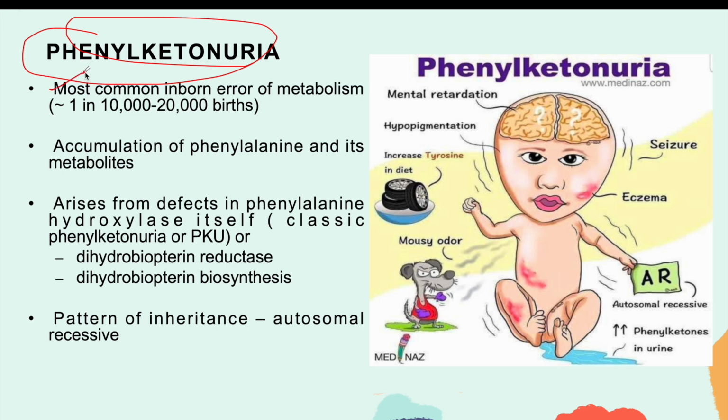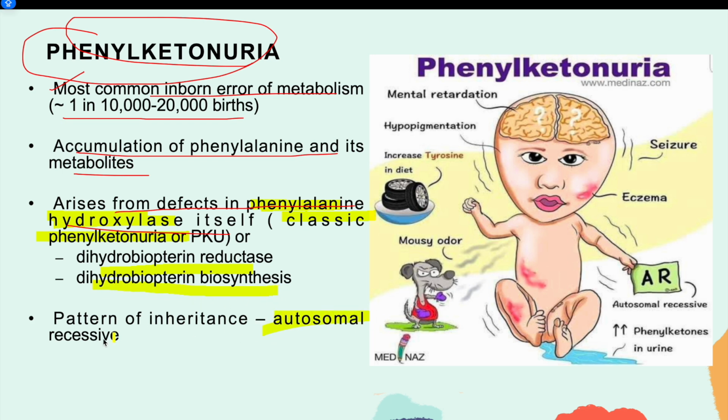It is the most common inborn error of metabolism. The prevalence is approximately 1 in 10,000 to 20,000 births. In this, the accumulation of phenylalanine and its metabolites occurs. It arises from a defect in phenylalanine hydroxylase, which is a very crucial enzyme. This is known as classic phenylketonuria, or it can be due to dihydrobiopterin reductase enzyme deficiency or a dihydrobiopterin biosynthesis defect.